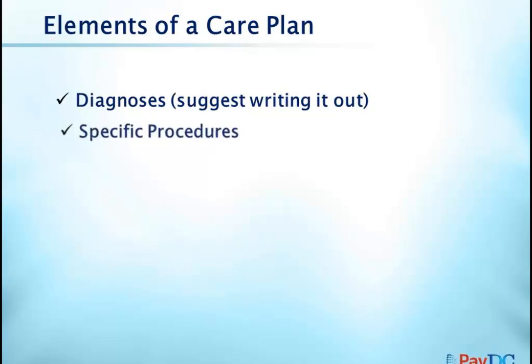So write it out. The second thing is specific procedures. I often ask providers, how many different types of therapeutic exercise are there? There's thousands. So if you just put down therapeutic exercise, is that being specific? Absolutely not. Manual therapy. If you just put down manual therapy, how is a payer to know what kind of manual therapy you performed? Was it trigger point therapy? Was it myofascial release? Whatever the case may be.